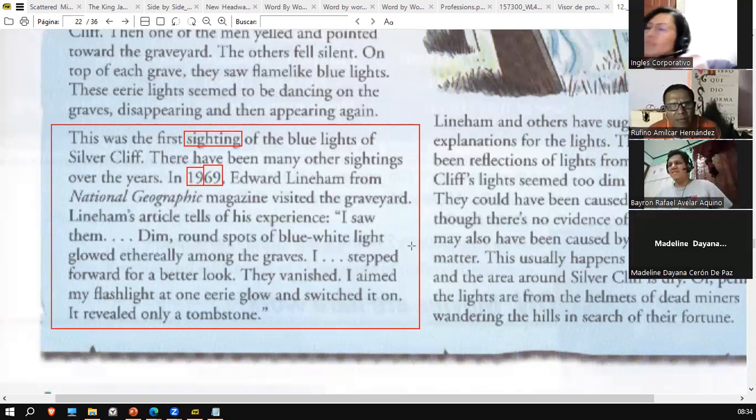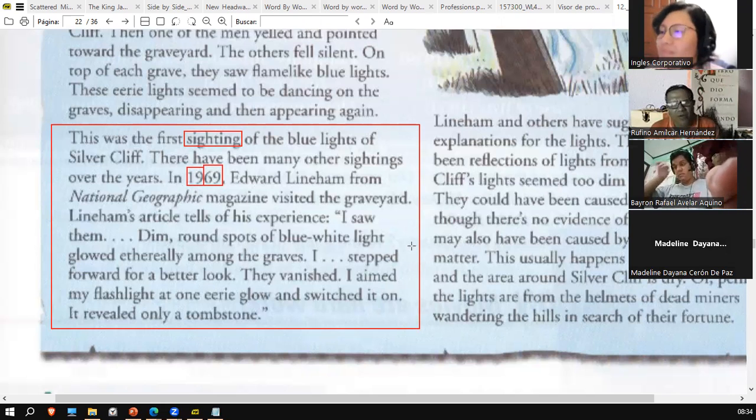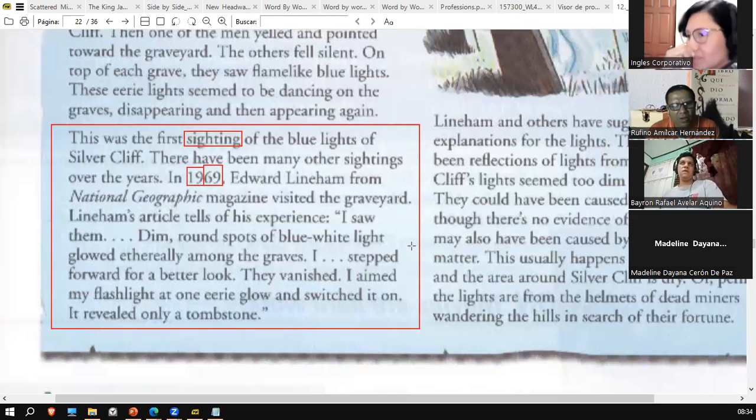1969. Very good. Edward Lingham from National Geographic Magazine visited the graveyard. Lingham's article tells of his experience. I saw them, warm spots of blue-white light glowing eerily among the graves. I stepped forward for a better look. They vanished. I aimed my flashlight at one dim glow and switched it on. It revealed only a tombstone.